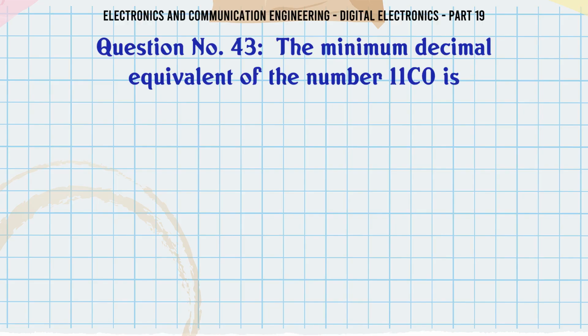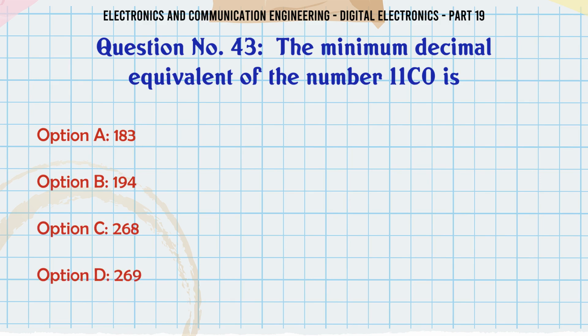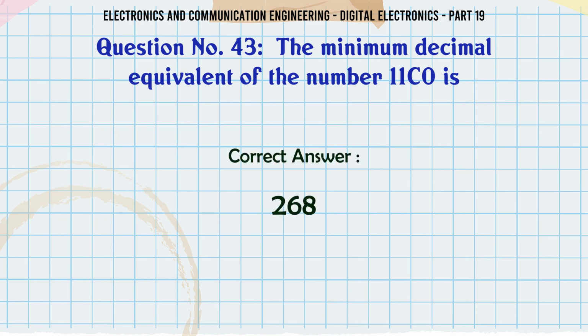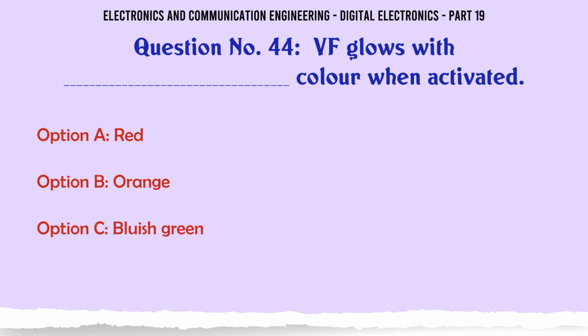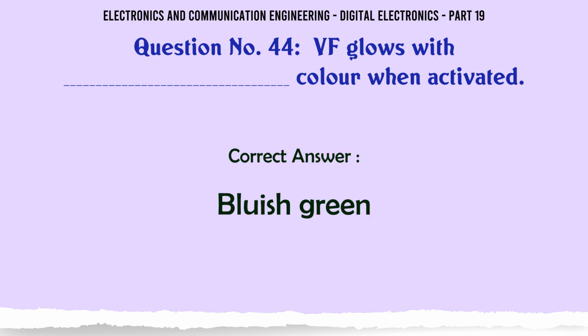The minimum decimal equivalent of the number 11C0 is: A. 183, B. 194, C. 268, D. 269. The correct answer is 268. VF glows with color when activated: A. red, B. orange, C. bluish green, D. none of these. The correct answer is bluish green.